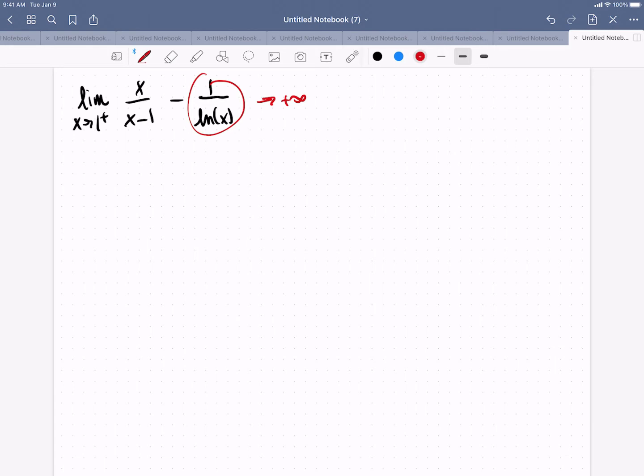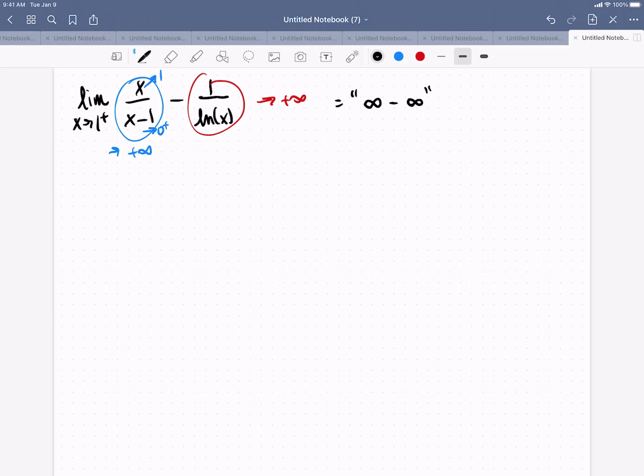Meanwhile, the other term, the numerator, is going to 1 from above, and the denominator down here is going to 0 from above. So the quotient is always positive, but the denominator is getting smaller and smaller, so this whole thing is going to positive infinity. So our indeterminate form here looks like infinity minus infinity. A true indeterminate form. So we need to calculate it. We need to resolve it.